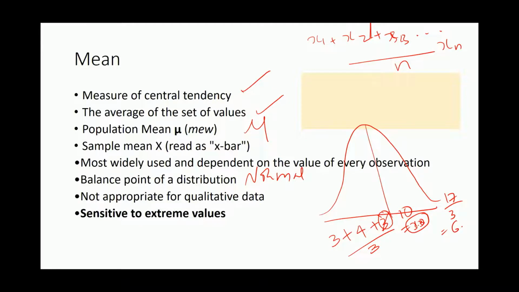That's why I told you mean is not common as far as skewed distribution is concerned. Mean is usually presented along with the normal distribution or the binomial distribution pattern values.